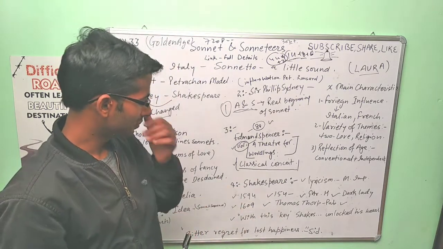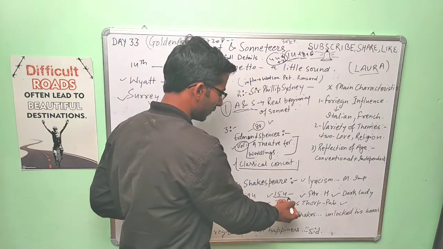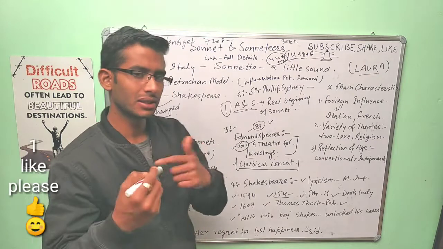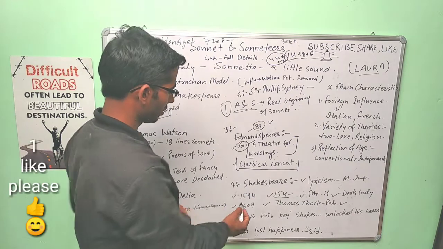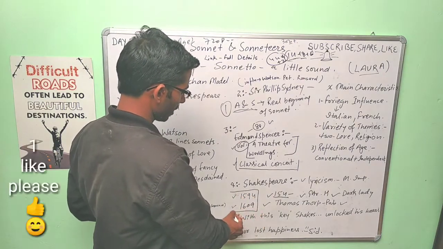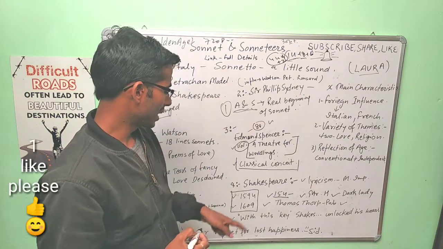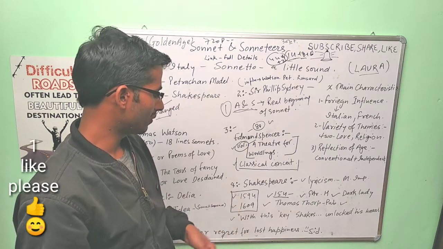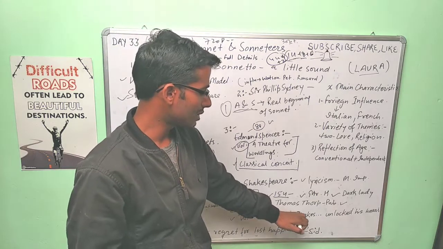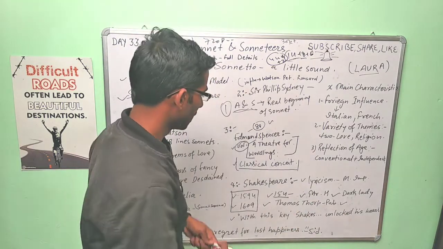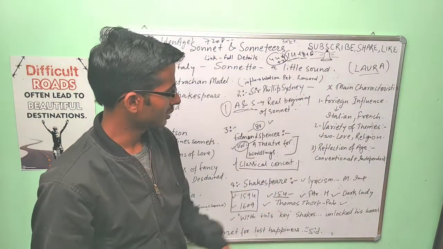Next is Shakespeare. Everybody knows that he has written 154 sonnets, but add this fact to your fact file. Two dates, remember: 1594 was the year when he composed these sonnets, and 1609 was the year when they got published. The person who got these published was Thomas Thorpe, T-H-O-R-P-E.